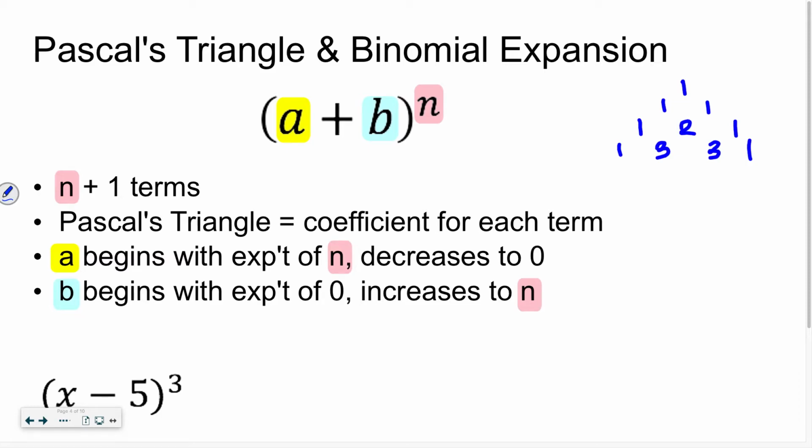I probably won't have you go above row 6, right? That would be too much. This is kind of what Jacob and Luke and someone else was touching on, those exponent patterns. So A begins with the exponent of n, with the highest exponent, and then it decreases to 0. B begins with the exponent of 0. It starts at its lowest and then increases to n. Okay, so they're flip-flopping. And we're going to do an example. We're going to do x minus 5 cubed.